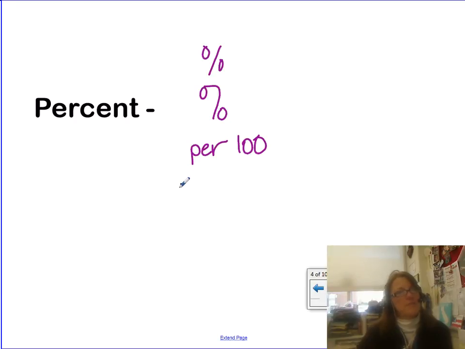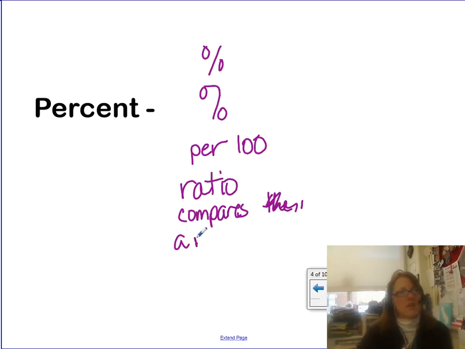So really, the way we're going to define this is that this is a ratio. And it's a ratio of 2 numbers. And one of those is locked in, okay? And it has to be 100. So this is a way to represent a number. It's a ratio that compares a number to 100. Okay.